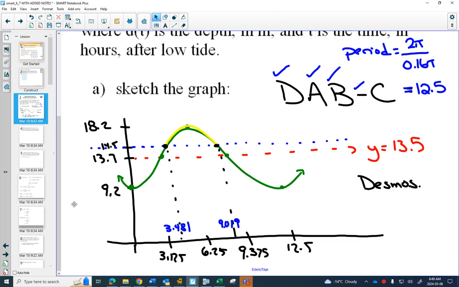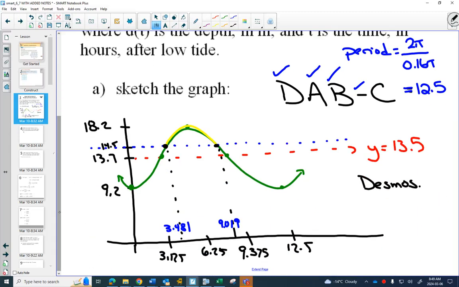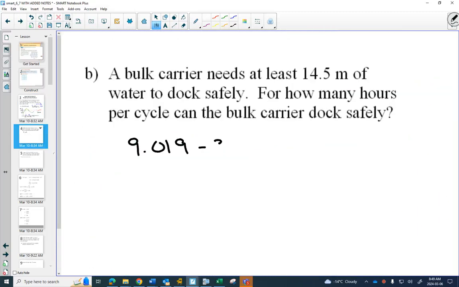So we would be able to say for how many hours, if we take 9 point, I forget what the numbers were, 9.019 minus 3.481. And take out our calculator. 9.019 minus 3.481. We get 5.538.